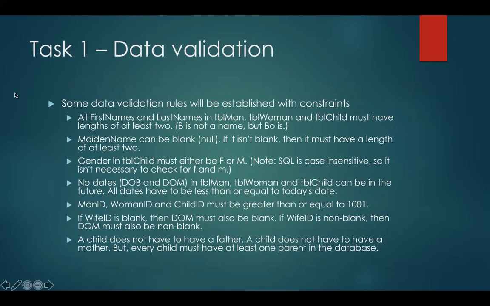So there are also some data validation rules. First name and last names have to be longer than 2. Maiden names can be blank. If it's not blank, then it must have a length of at least 2. Gender is either female or male. No dates can be in the future for birth dates or marriages, obviously. Man, woman, and child IDs have to be greater than 1001. And if wife ID is blank, then the date of marriage must also be blank. If wife ID is not blank, then date of marriage must also be non-blank.